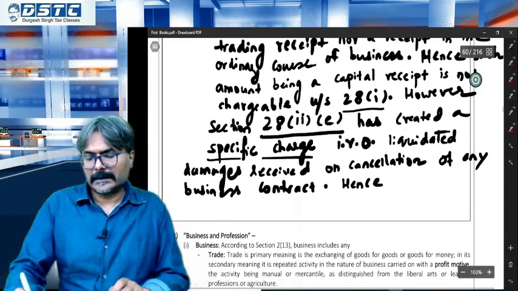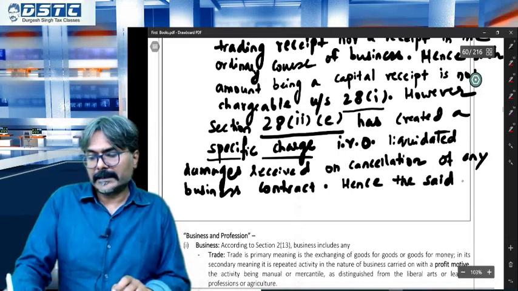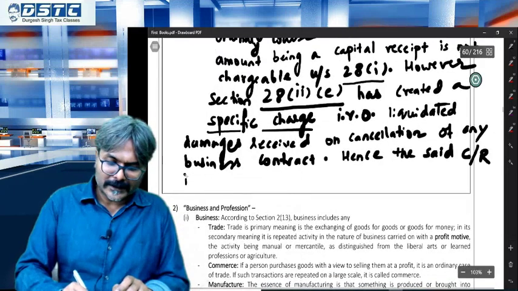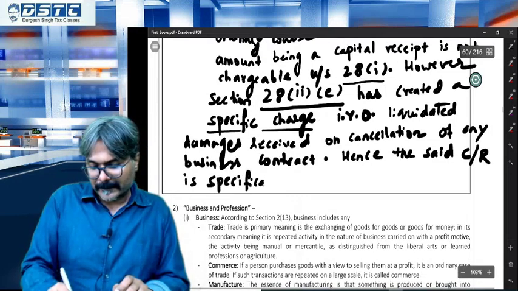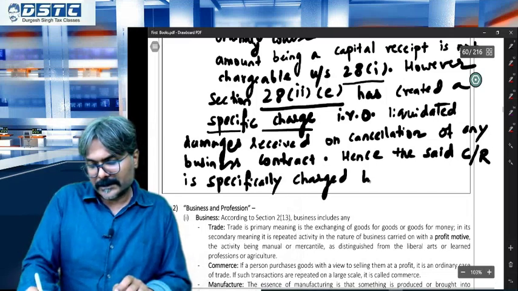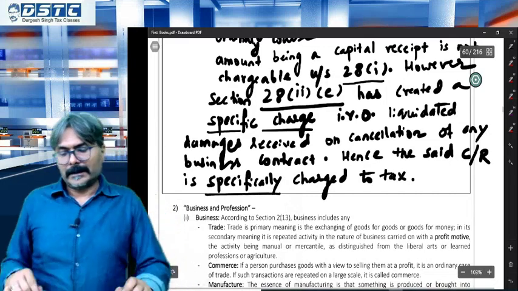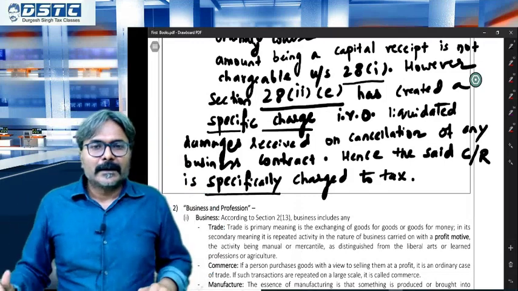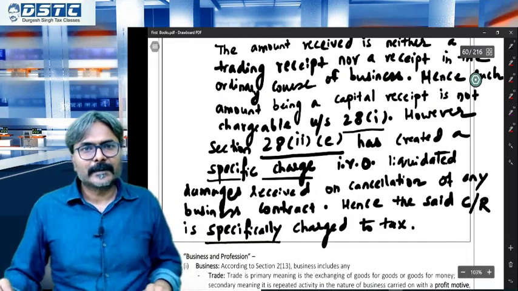Hence, the said capital receipt is specifically charged to tax. So students, we are done with this particular point now.